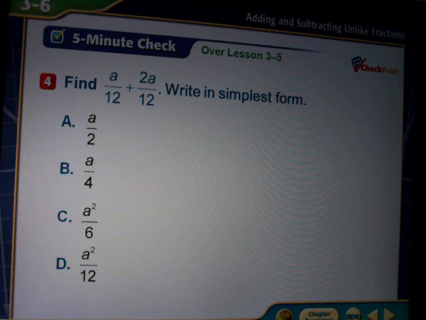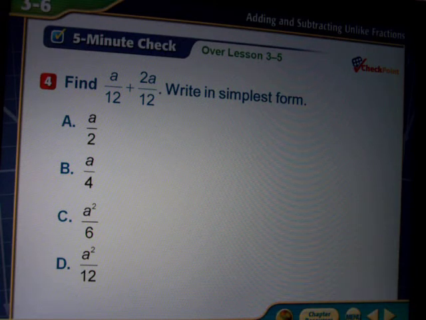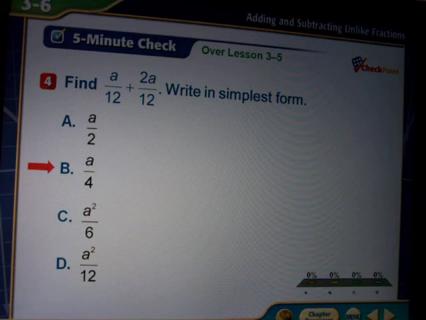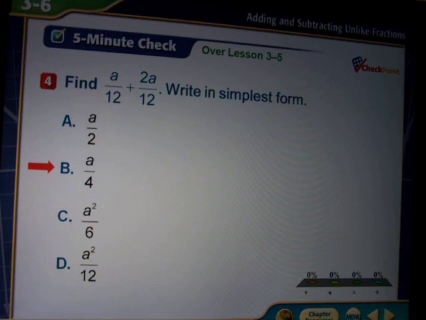Now we're going to find a over 12 plus 2a over 12, and we're going to write that in simplest form. Remember, we can combine like terms, and we can combine when the denominators are the same. So is it A, a over 12, B, a over 4, C, a squared over 6, or D, a squared over 12? And your answer is B, because you'll get 3a over 12, and the 3 and the 12 can simplify down to just a over 4.